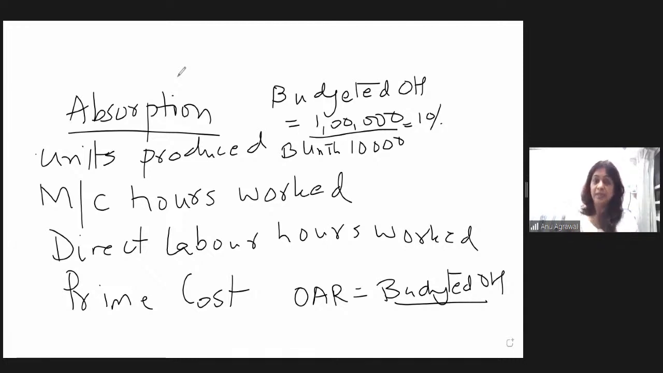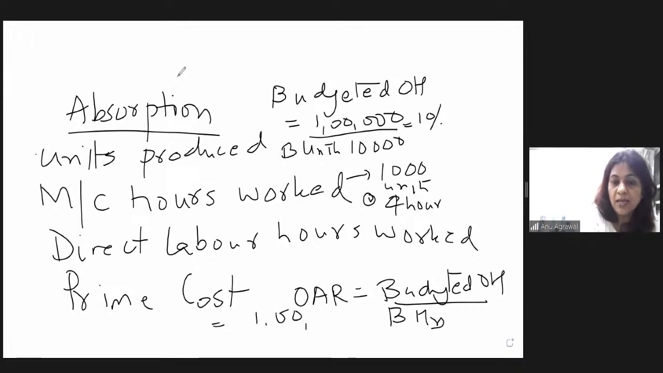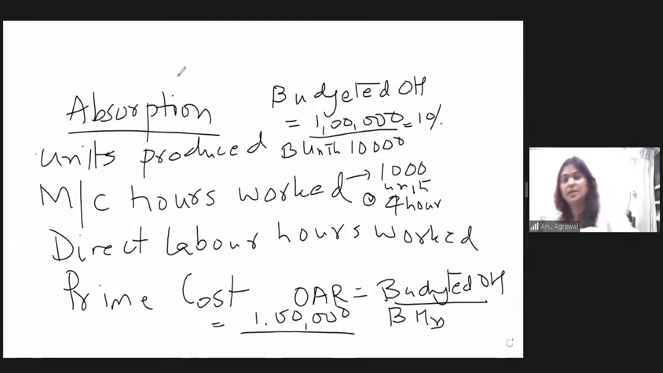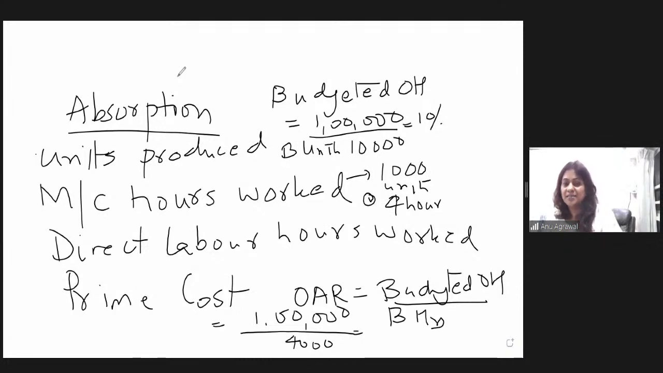If I say that I will be producing 1000 units and each unit takes around 4 hours, so budgeted hours would be 1000 into 4, 4000 hours. Now here your overhead absorption rate is as per the hours which you have worked, which is 1 lakh divided by 4000, which comes out to be 2.5 rupees per hour. Any problem on this? Right?